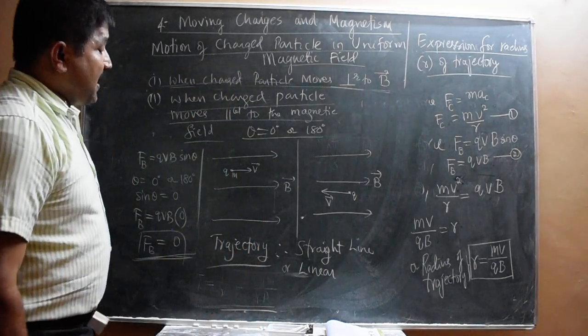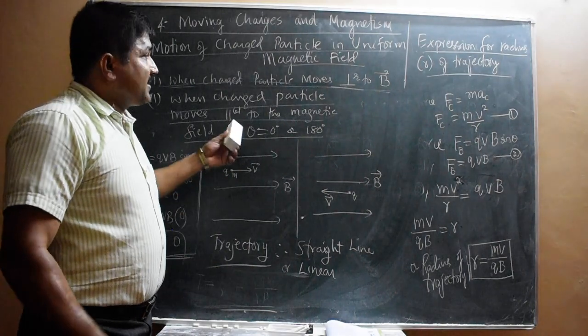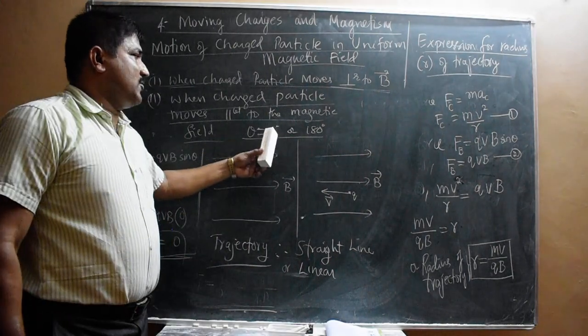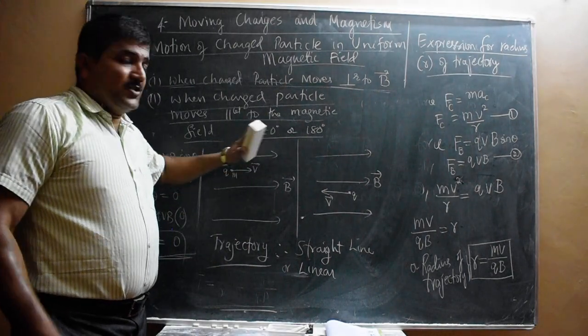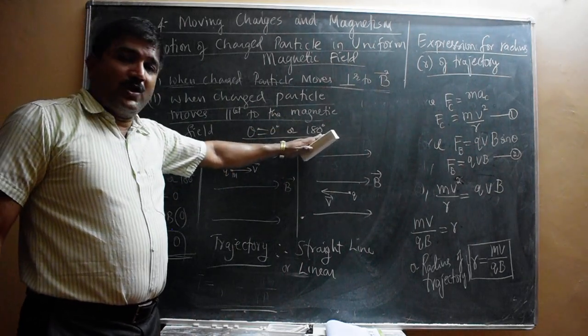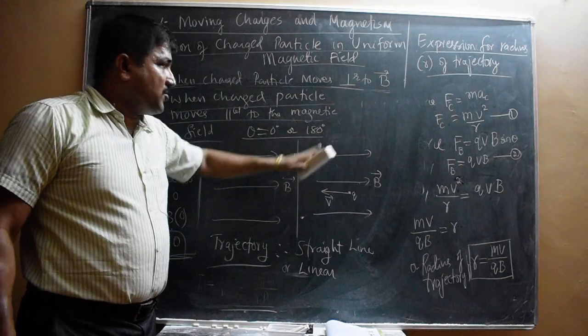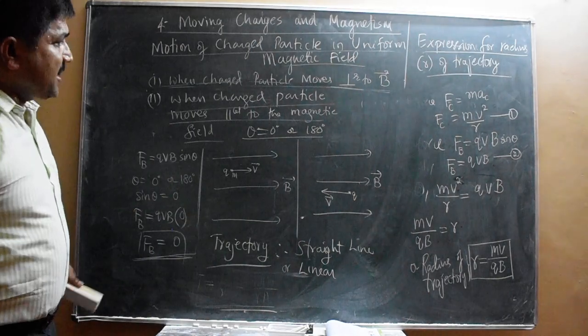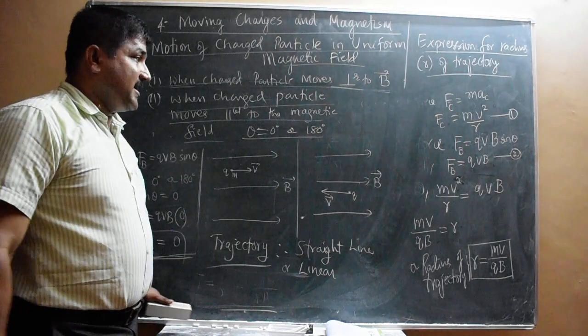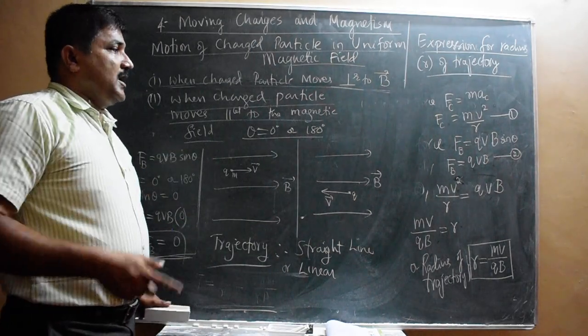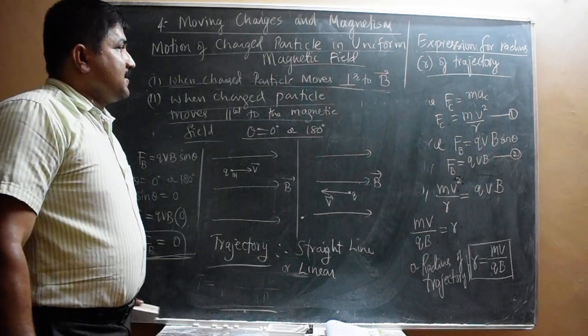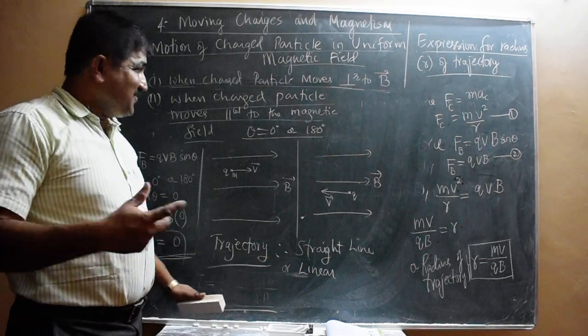That's it. Then another case is other than these three angles, where theta is not equal to 0 degree, not equal to 90 degree, and not equal to 180 degree. It can be any other angle. Then we have to get the expression for the pitch and radius of the trajectory. So that I am going to discuss in the next class.